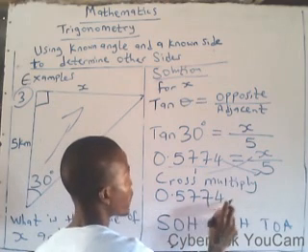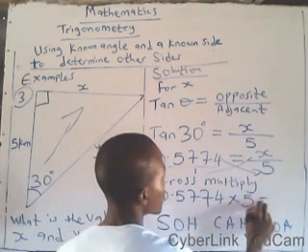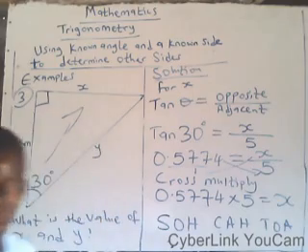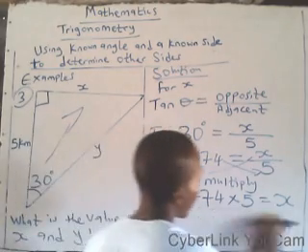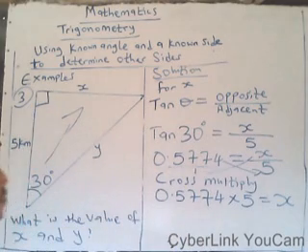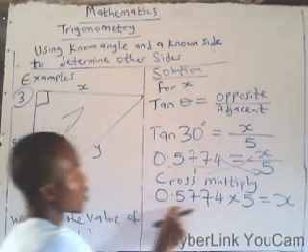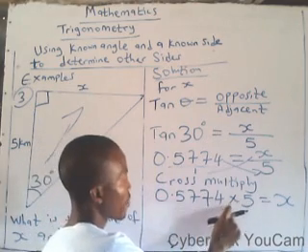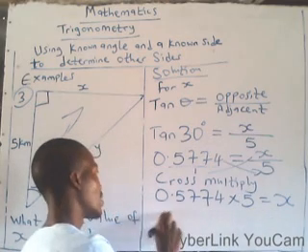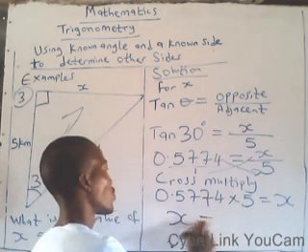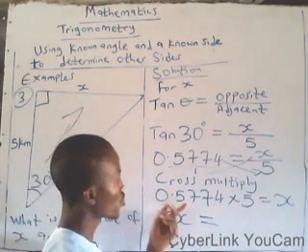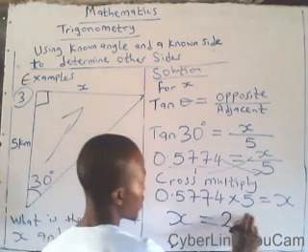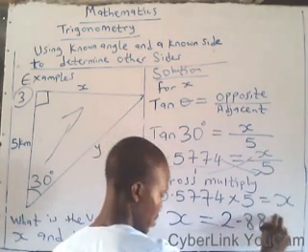0.5774 multiplied by 5 is equal to x, because 1 times x is x. Now, if you multiply this very well, 0.5774 multiplied by 5 is equal to x. Then this multiplication will give us what? If you multiply this very well, you are going to arrive at 2.887.